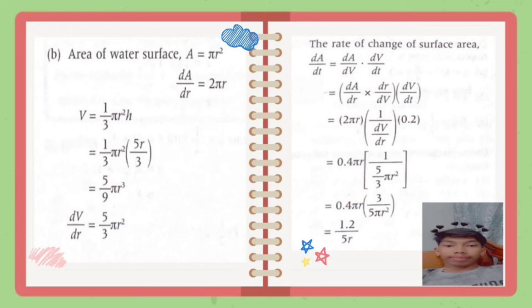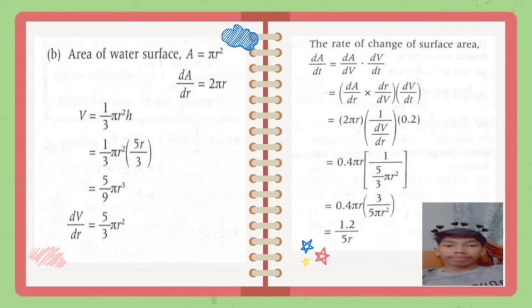For the volume of the cone, the formula is 1 over 3 pi r squared h, but we can substitute h with 5r over 3 based on the working in question A, and we will get 5 over 9 pi r cube. After that, we differentiate it, and it becomes 5 over 3 pi r squared. But this is dv over dr. We need to find dr over dv, so we inverse the equation, and we will get 3 over 5 pi r squared.